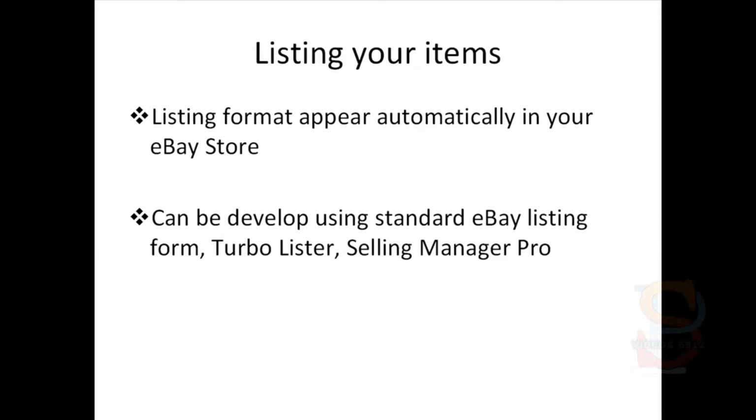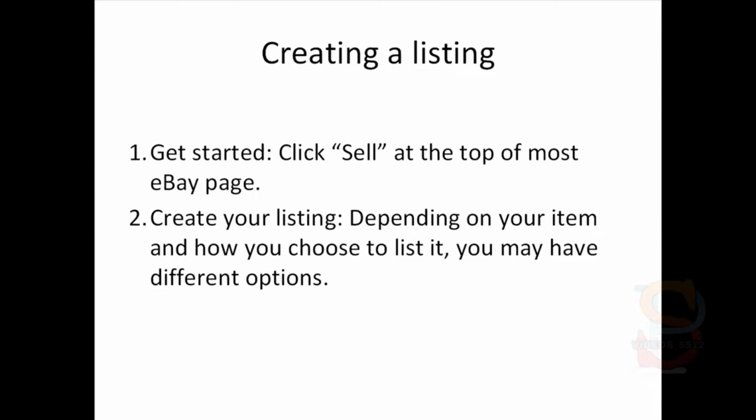When it comes to listing your items, the listing format should appear automatically in your store and can be developed using the standard eBay listing form, Turbo Lister, Selling Manager Pro, or in this case, you should have your Selling Manager, which is subscribed to if you refer to Chapter 2. To create a listing, you're required to provide your item's title, description, price, and shipping and payment information.